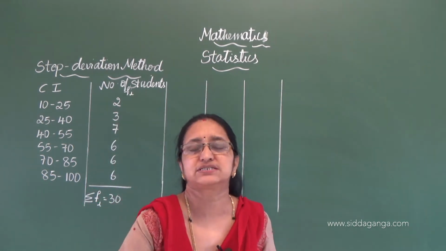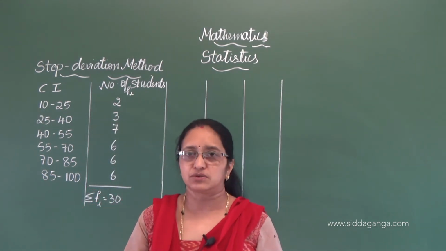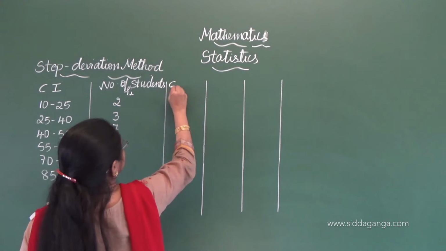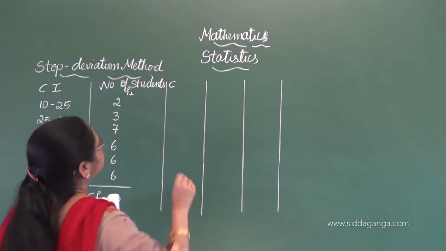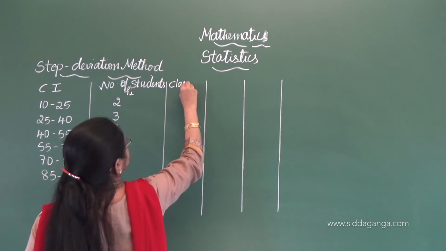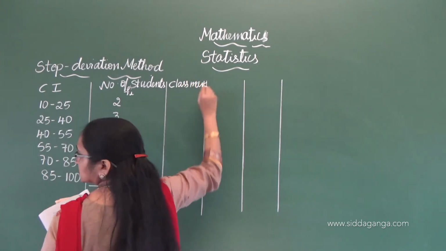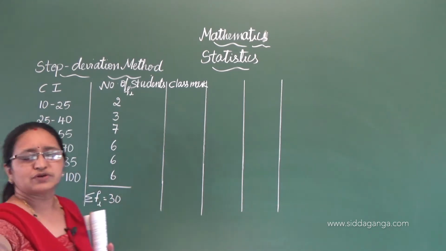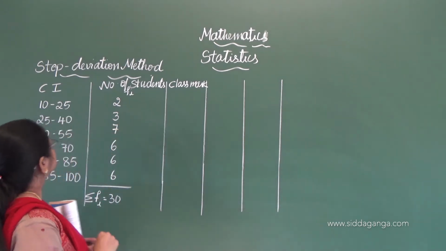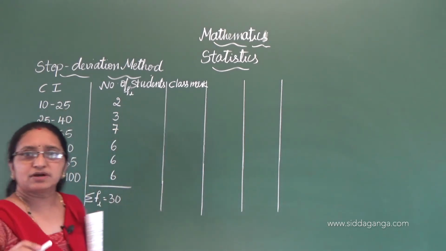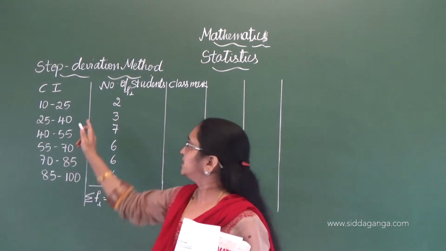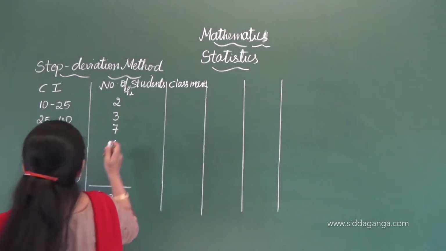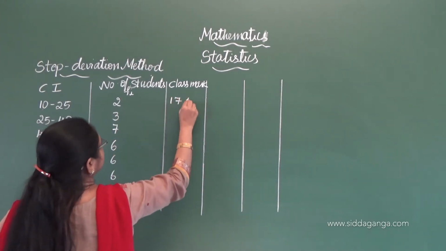Now as usual, what is the next step? You all know, we have to find the class mark. All these steps are the same here also. You know how to find the class mark: upper limit plus lower limit divided by 2. So 25 plus 10 divided by 2, that is 35 divided by 2, which is 17.5.